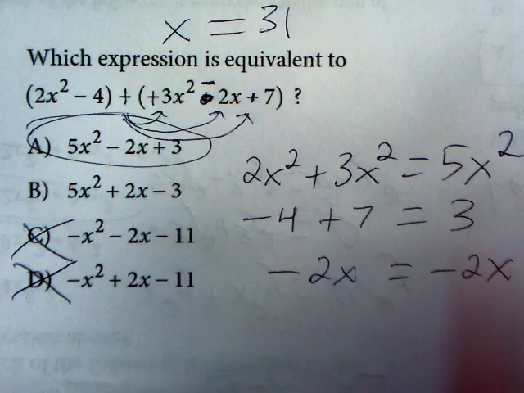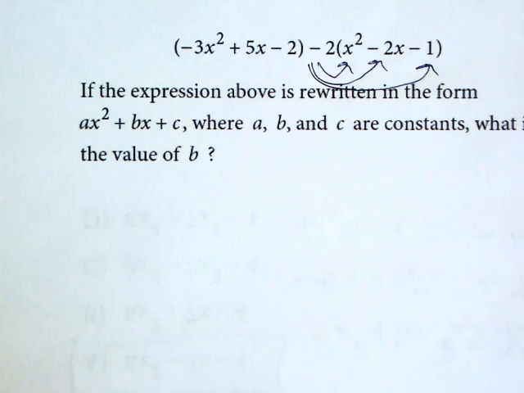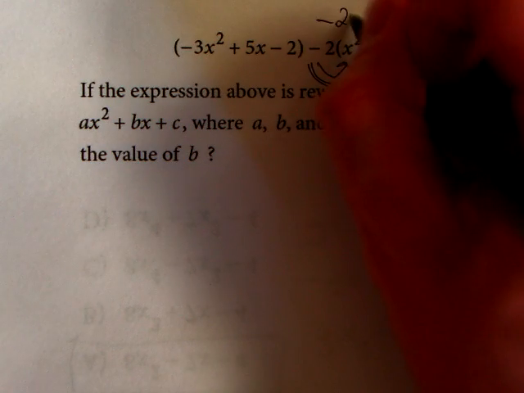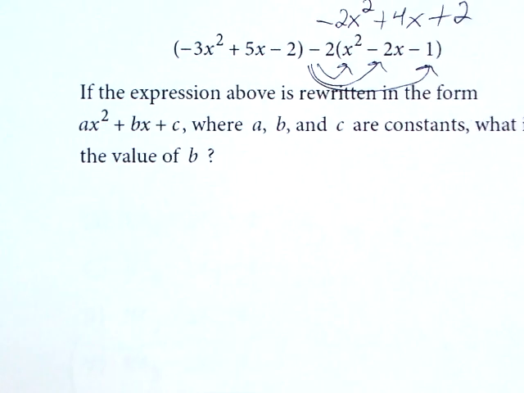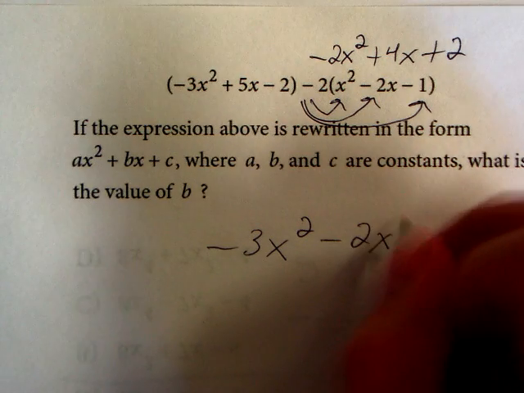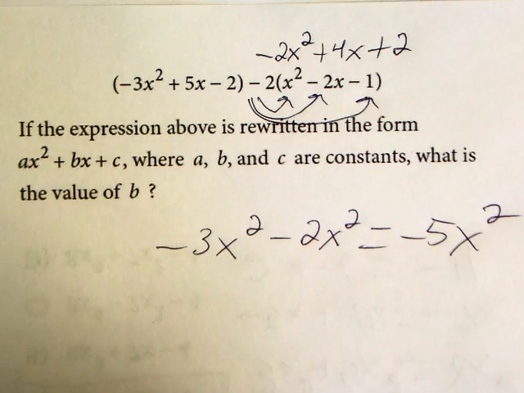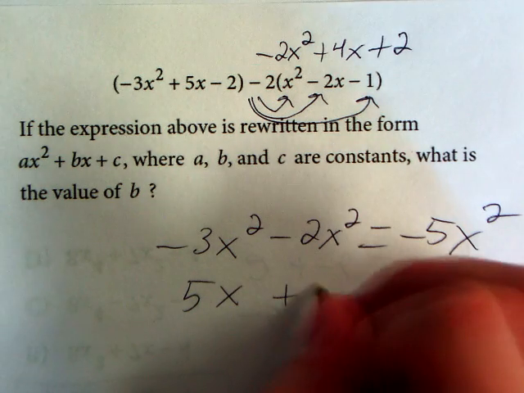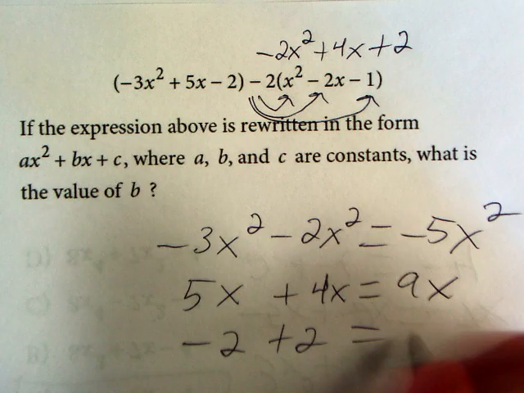Final problem, we first distribute the negative 2. We multiply each term inside of the parentheses by negative 2. This becomes minus 2x squared plus 4x plus 2. When we combine each term, it works like this. The negative 3, when you subtract 2, you get a negative 5. We start with 5x, and we're going to add another 4x to give us 9x. And the negative 2 and the positive 2 cancel out to give us 0.